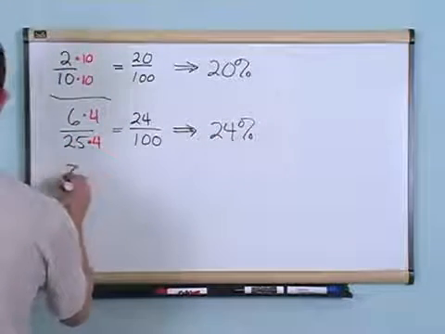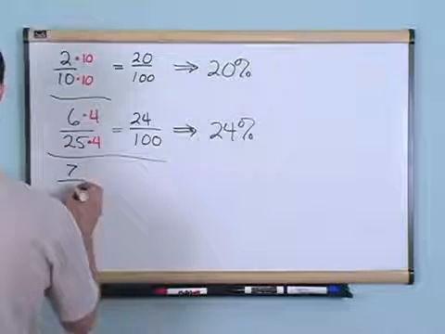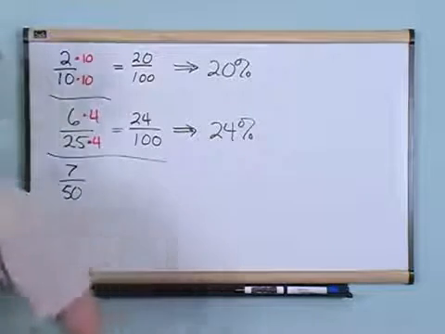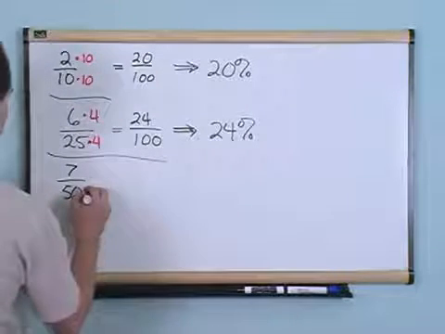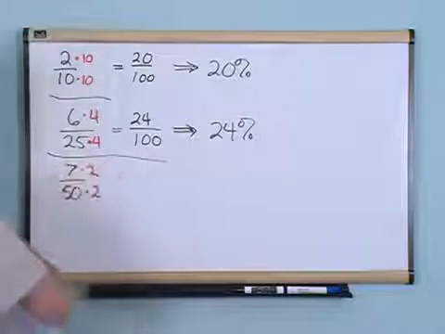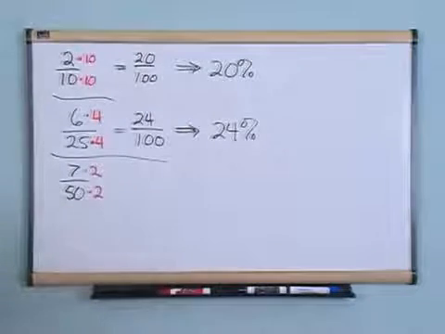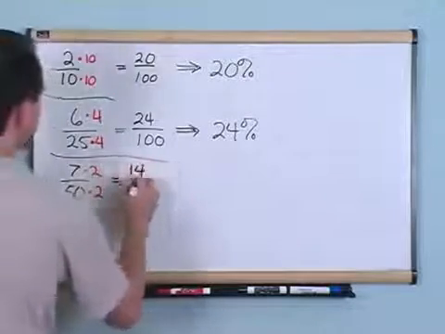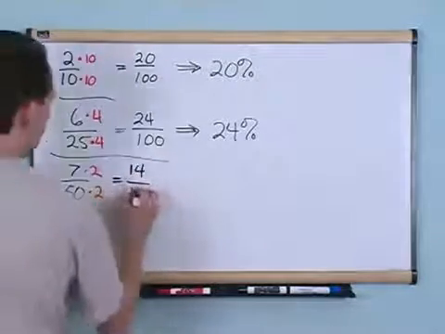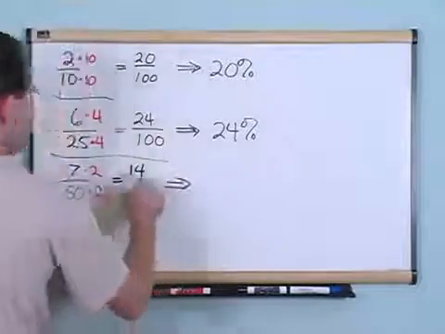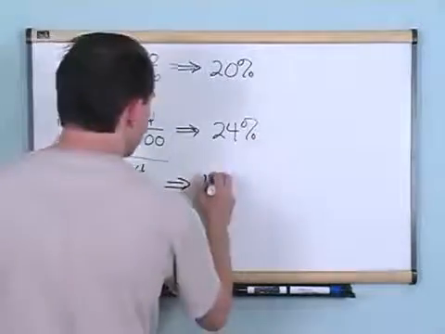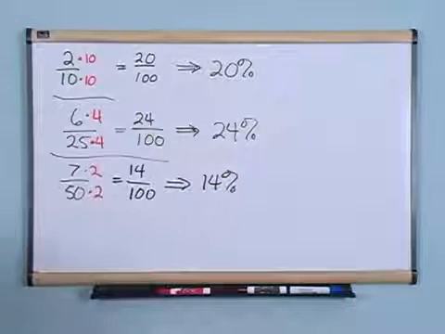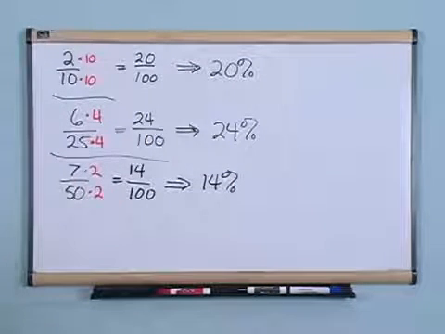What if I had 7 over 50? I think you can see the common theme here. You just pick a number that you can multiply by. In this case, it's going to be 2. After doing this multiplication, on the top, 7 times 2 is 14, and on the bottom, 2 times 50 is 100, which is what I'm after. Now that I have it as 14 over 100, you just have 14%. That's the answer here.